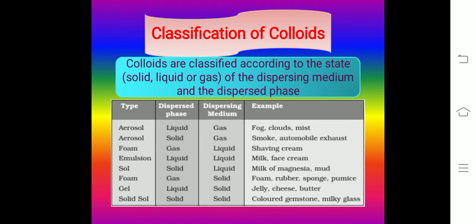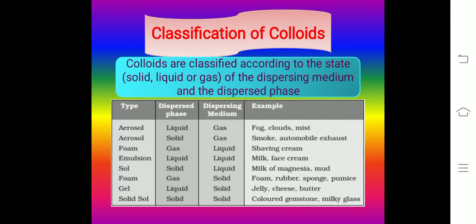Colloidal solutions or colloids are classified according to the state of the dispersing medium and the dispersed phase, that is, whether they are solid, liquid or gas. Let's discuss their types one by one.